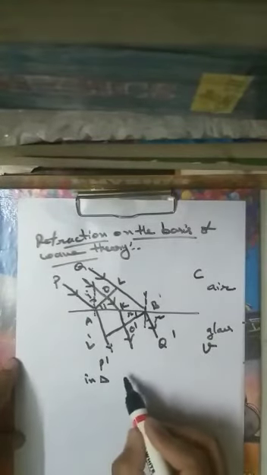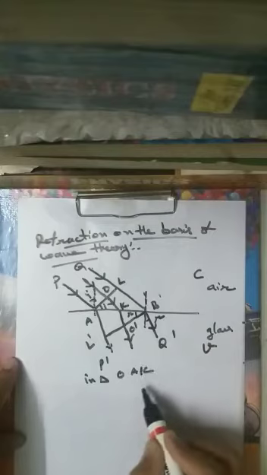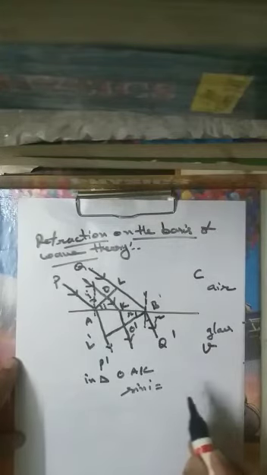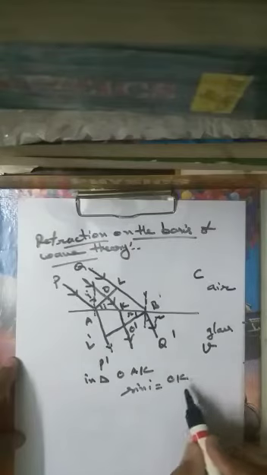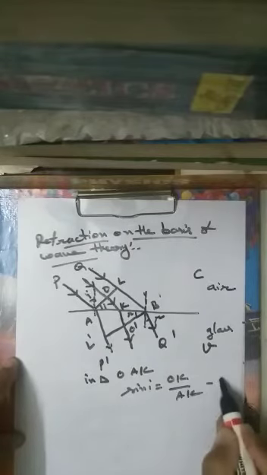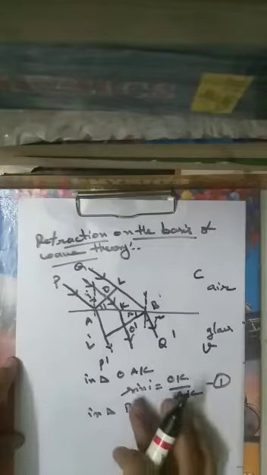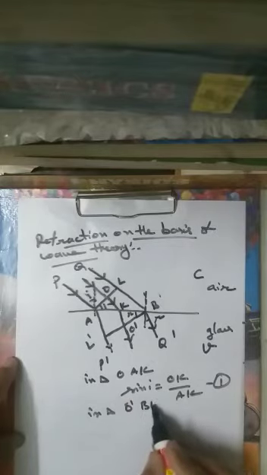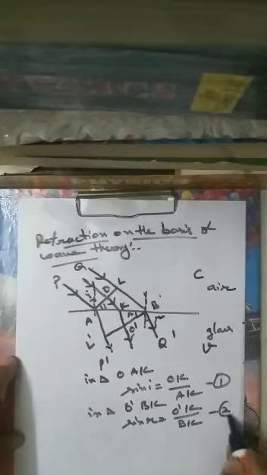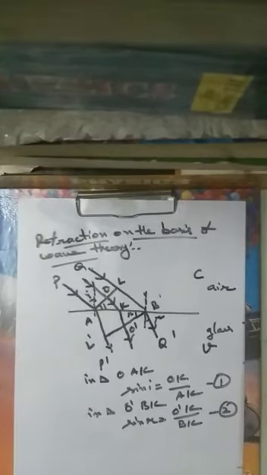In triangle O AK, sin I is equal to OK upon AK, equation number 1. In triangle O dash BK, sin R is equal to O dash K upon BK. This is equation number 2. Now here we use Snell's law.